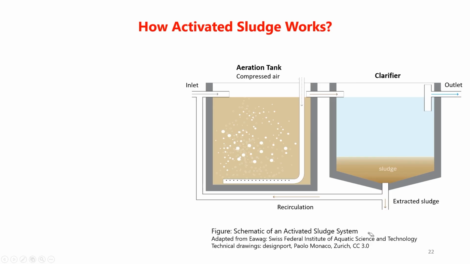Now, this sludge may contain material which is not fully degraded or treated. So, we may recirculate it and put it back into the aeration tank, and further we expose it to air for aerobic degradation, and this process can continue a couple of times until we get a very good degradation. So, now let us see the operations.